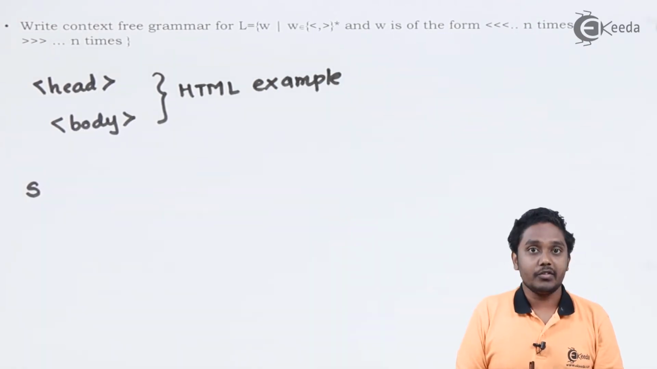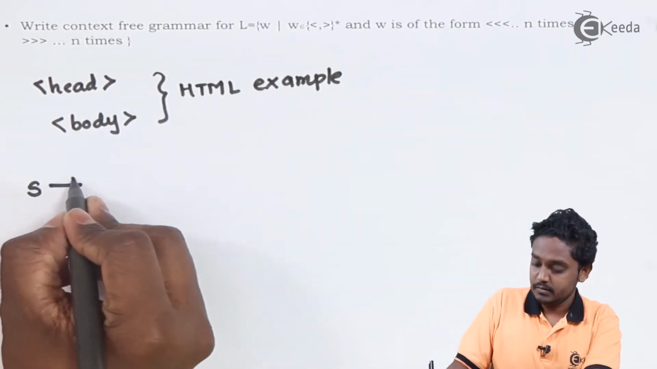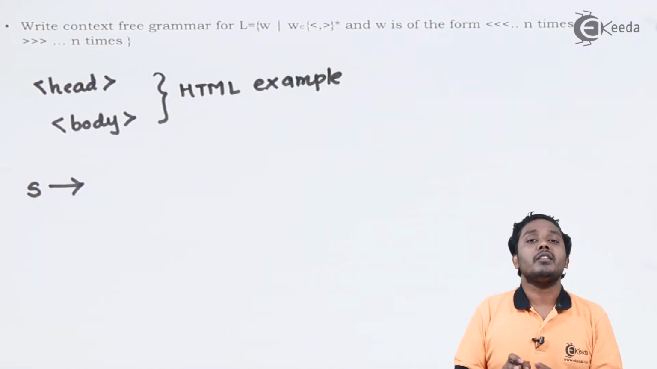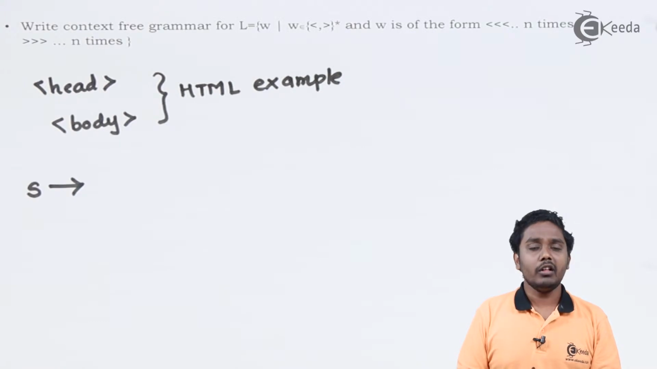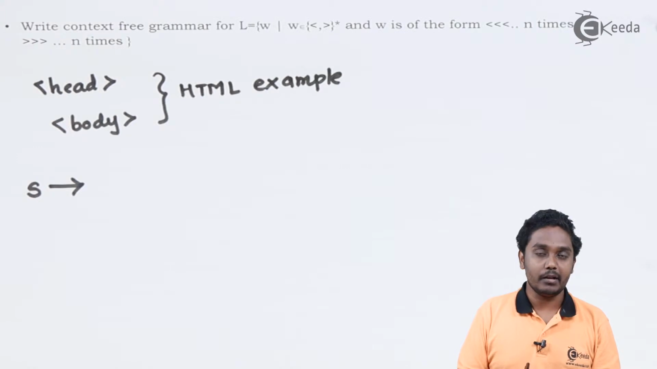Let us say S is our start symbol. We have to make an assumption that we need at least one pair of opening and closing bracket, or else we may have an empty string, but now we are considering that we have one pair of opening bracket and closing bracket at least.